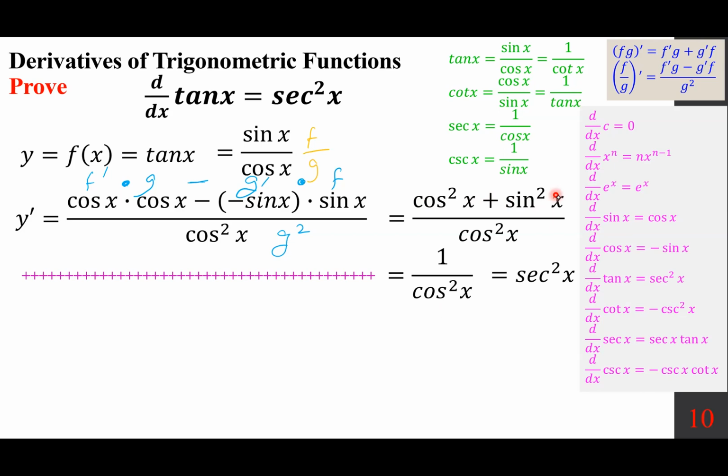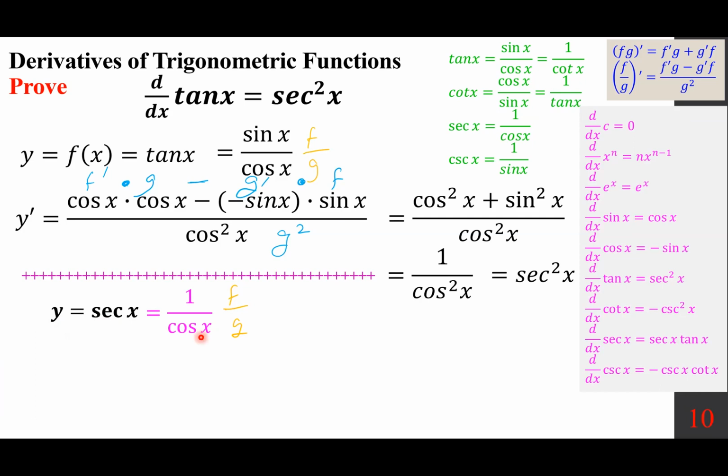I'm going to look at another example, y equals secant x, and you can write this as 1 over cosine. Now we can use the quotient rule on 1 over cosine x. I'm going to write down: the top is the f function, the bottom is the g function. In other words, f of x is 1, g of x is cosine. That's what I mean.